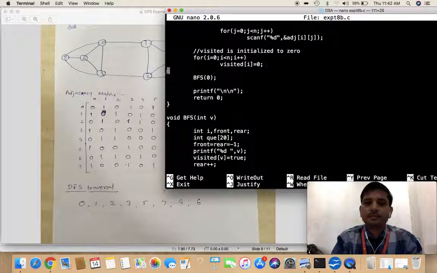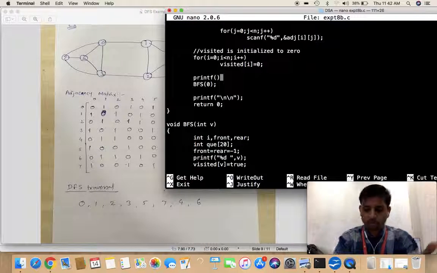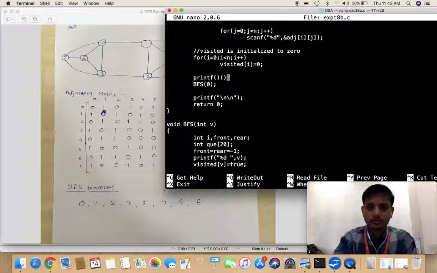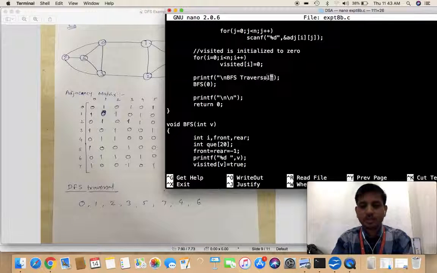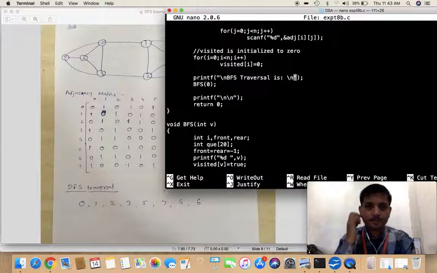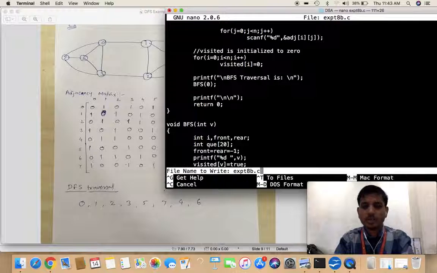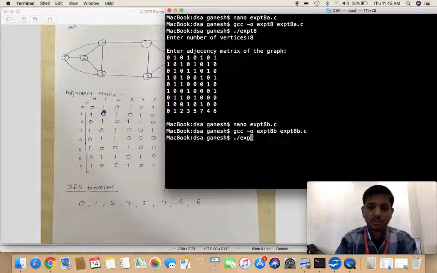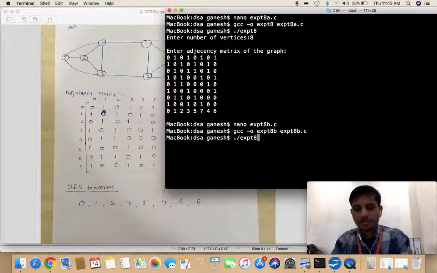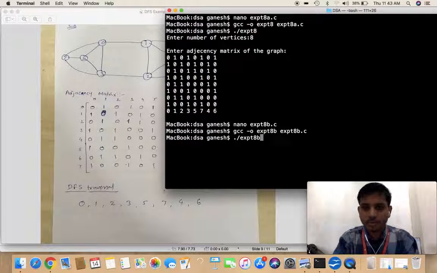So we are checking here. I am making one printf statement: \n BFS traversal is \n. Then Ctrl+X, Y. Compilation: gcc 8b.c, then ./expt8, or whatever binary name you are giving.